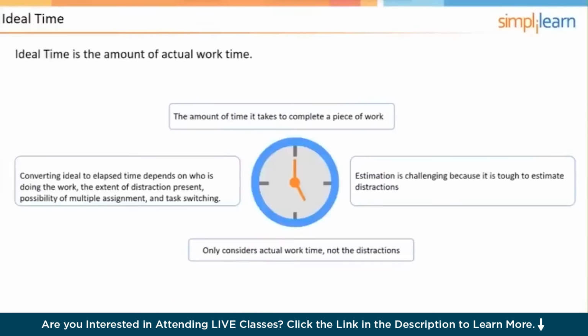Let's talk about ideal time. When we do estimating for user stories, we do it in ideal days. When we do estimating for tasks, we do it in ideal time, which means hours. I think that's on the whiteboard, or it was on the whiteboard. Oh, it was on it. So ideal time is the amount of time it takes to complete a piece of work.